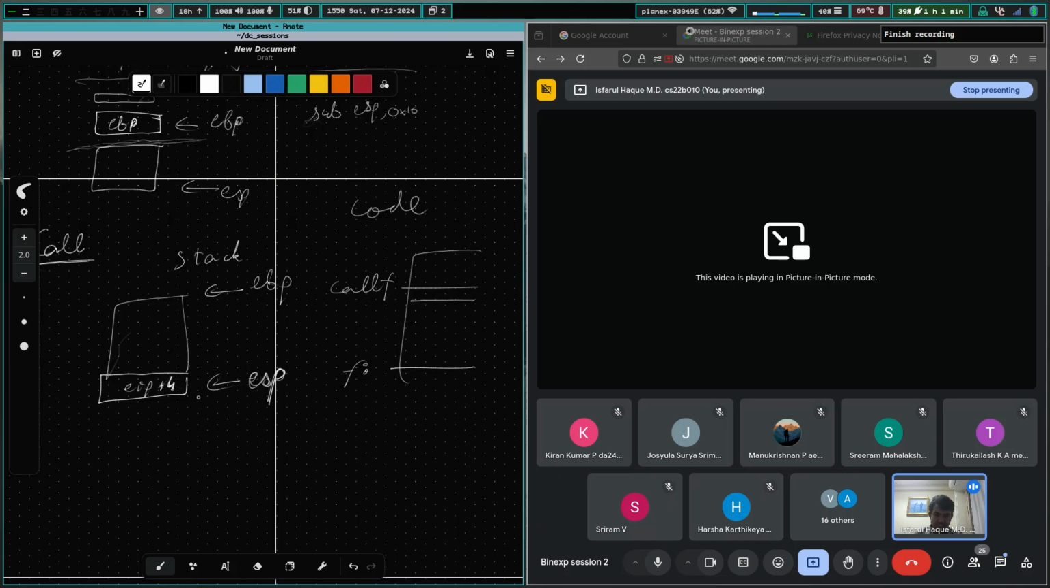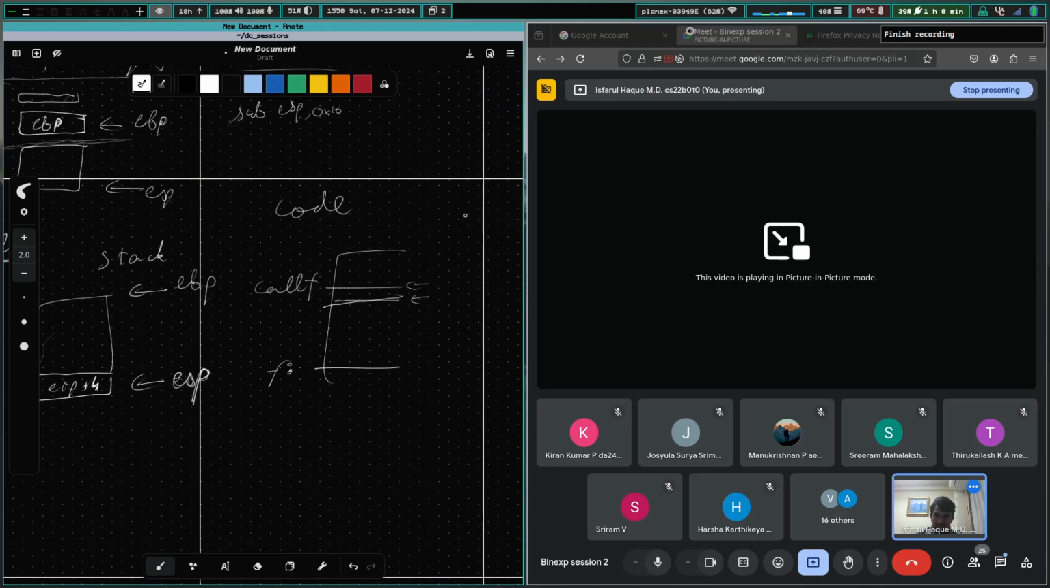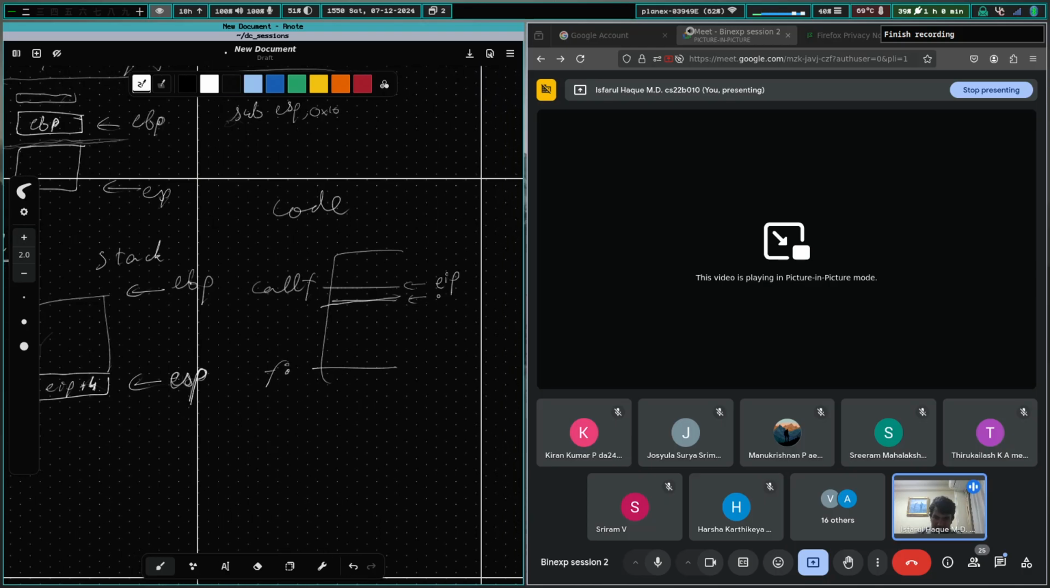I'm not sure what the size of the call instruction is. Instructions can have different sizes. Let us assume it is 4 bytes. So the next instruction would be where EIP was, so next would be this. This was the old EIP, so we store this.